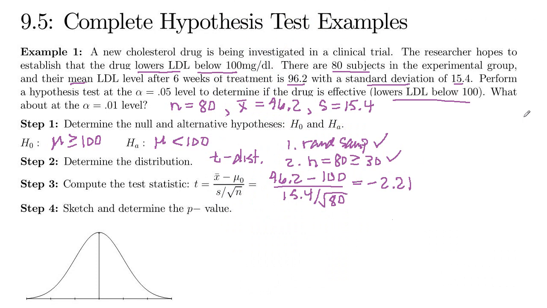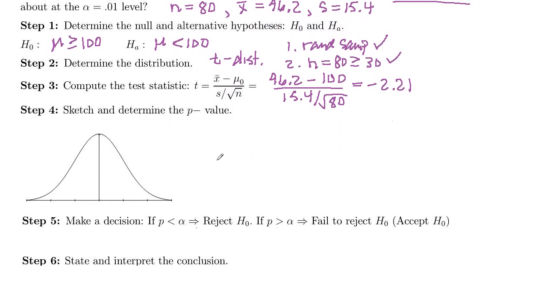Next, we want to sketch and determine our p-value. So negative 2.21, this is our t distribution, 0 in the middle here. So negative 2.2 would be about right here. And then the p-value is the area to the left. So that little sliver, that's our p-value. And so our p-value we can compute with TCDF. The left cutoff is negative infinity, the right negative 2.21. So we'll do negative 10,000 to negative 2.21. And then you also enter your degrees of freedom, which are 1 less than the sample size. So 79.